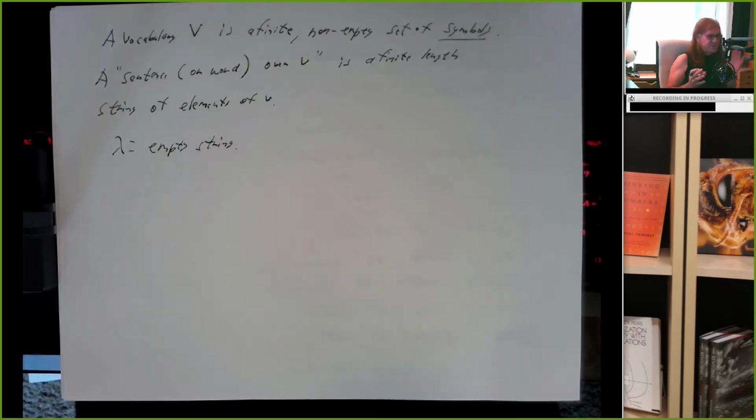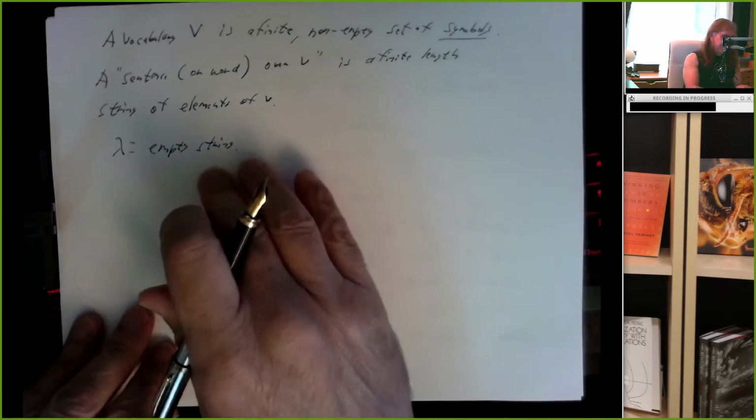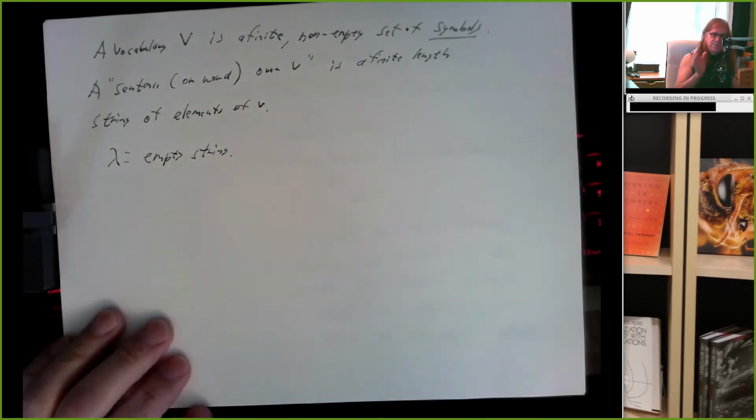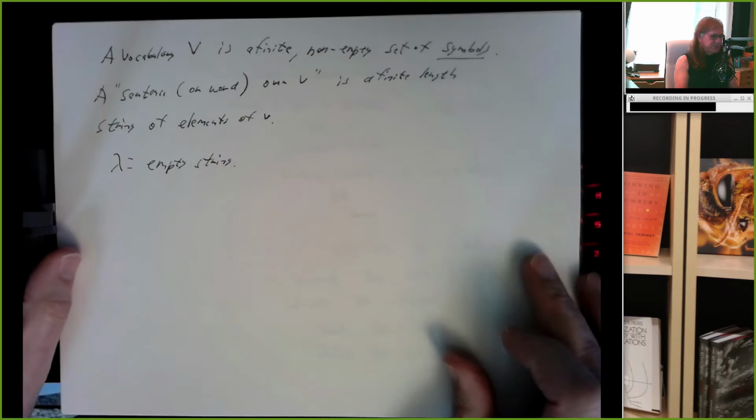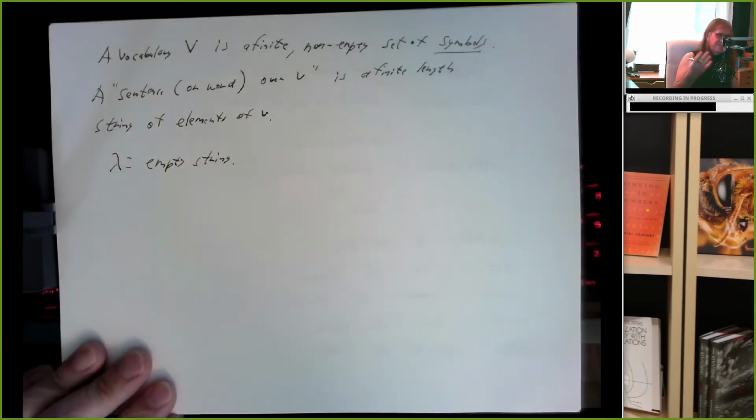It's not the same as the empty set, right? These are strings. These are collections of symbols in a particular order. Nothing to do with sets per se. But the vocabulary, that's a set of symbols.